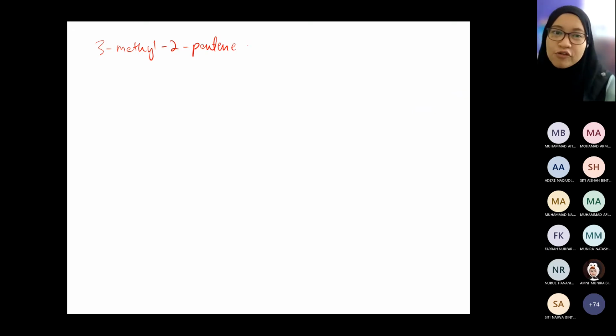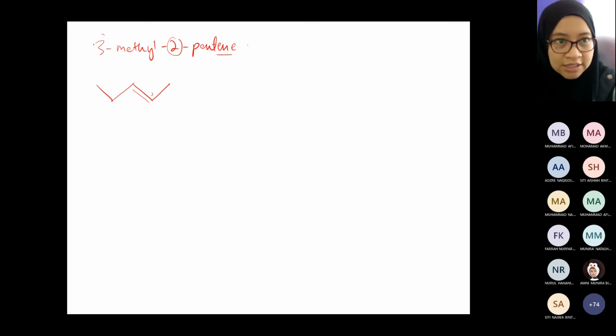Okay, so saya nak go for skeletal lah sebab skeletal lebih cepat sebenarnya. Pentene, so there should be 5 carbon. 1, 2, 3, 4, 5. At carbon number 2, we have double bond, so it should be carbon number 2 and carbon number 3. That's why dia 2-pentene. And then at carbon number 3, we have methyl group. So this is carbon number 3.